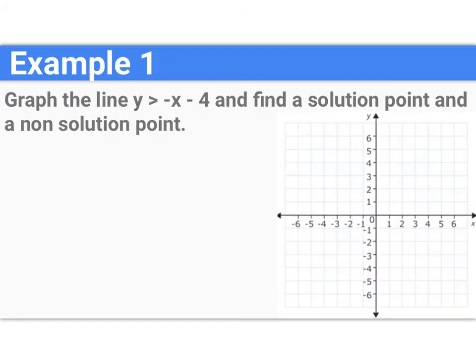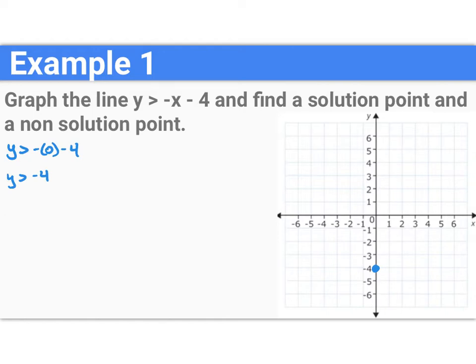Okay, let's get into our first example. y is greater than negative x minus 4. Find a solution point and a non-solution point. The first thing we're going to do is plot the line, and we're going to find the intercepts. That's the easiest way to plot a line. So if I put in 0 for x to find the y-intercept, I get y is negative 1 times 0, which is 0. So we get y is greater than negative 4. So (0, negative 4) is our first point. I could have made a table of values, but sometimes it's just faster to find the intercepts.